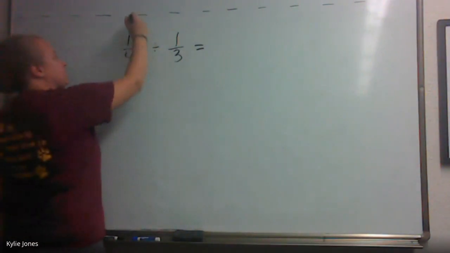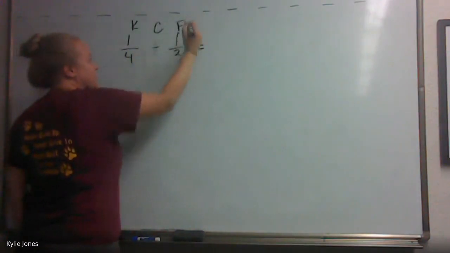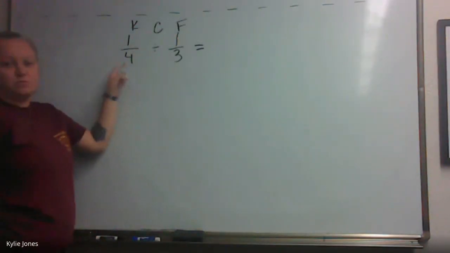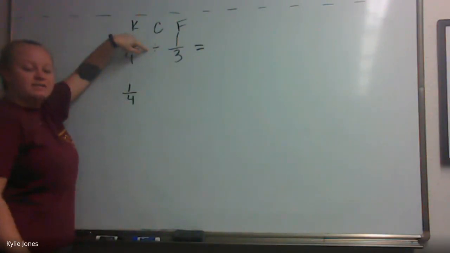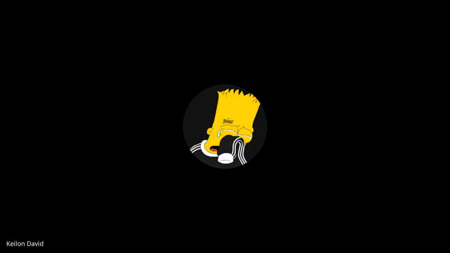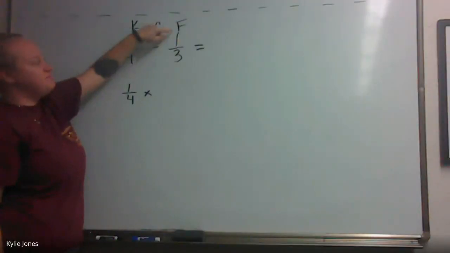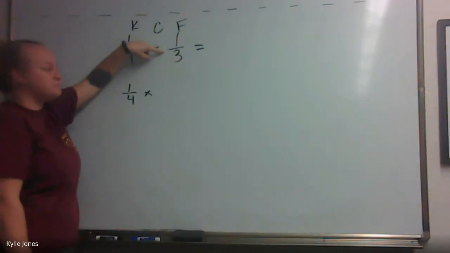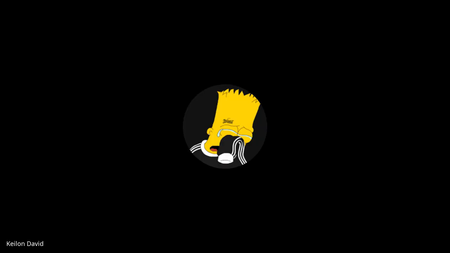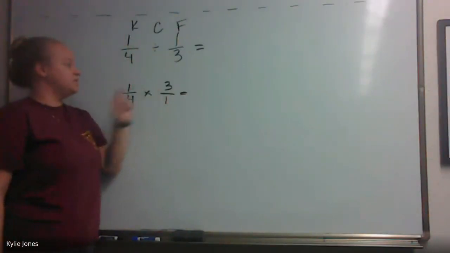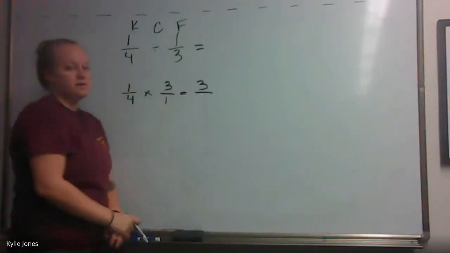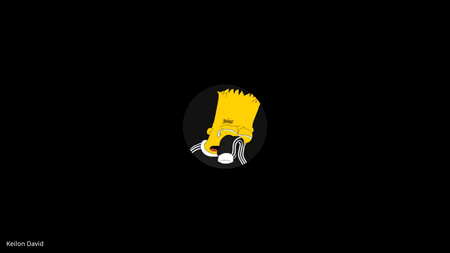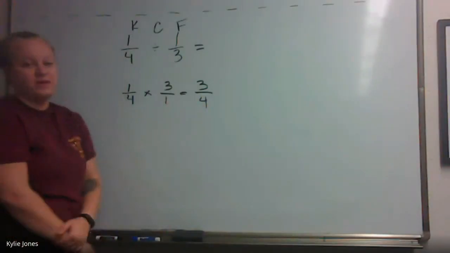So if we do KCF on this, we keep the first one, change the middle, flip the second one. If we keep 1/4, it's going to stay the same. I need to change my division to what? Multiplication. If I flip 1/3, what does it become? 3 over 1. And now we just need to multiply straight across. What's 1 times 3? 3. What's 4 times 1? 4. Can I simplify this fraction anymore?